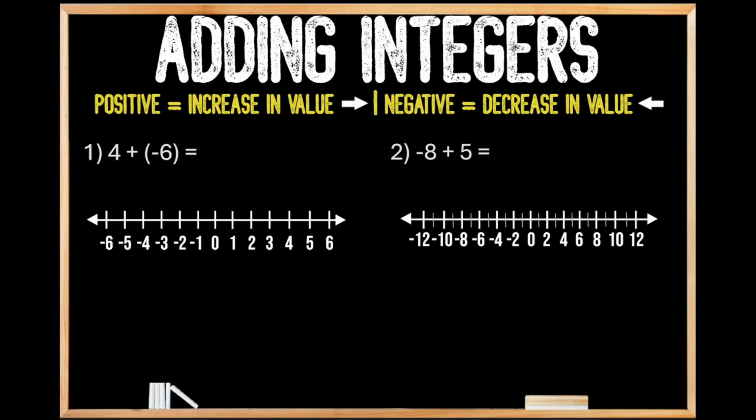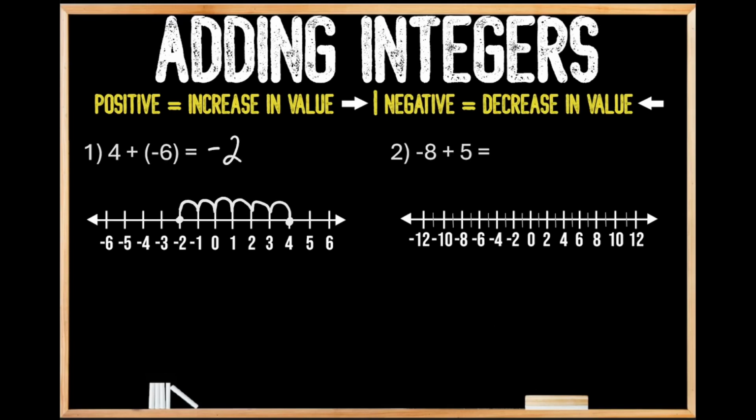So starting out, we have 4, so we're going to locate our 4 on our number line here. And since we're adding a -6, it means we're decreasing in value, so we're going to be moving to the left 6 spaces. So we have 1, 2, 3, 4, 5, and 6 for -2. So that means that when we add -6 onto 4, we get -2 for our answer.